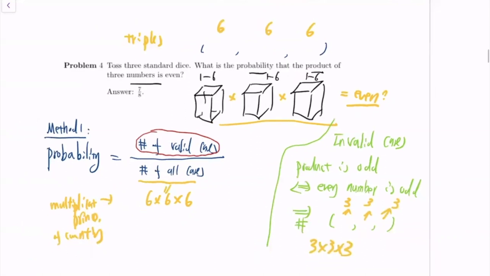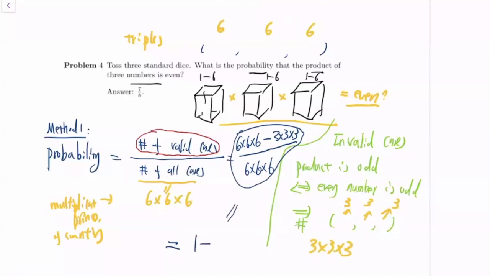So the number of valid cases is 6 times 6 times 6 minus 3 times 3 times 3, the invalid cases, divided by 6 times 6 times 6. So we just get 1 minus 3 times 3 times 3 divided by 6 times 6 times 6. So it's 1 minus 1/8, since each 3 over 6 is 1/2, giving 1/8. So this is 7/8.